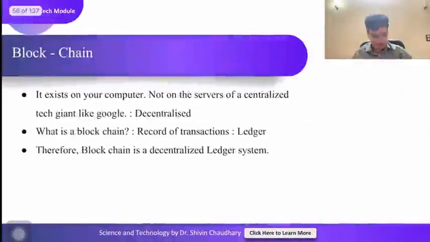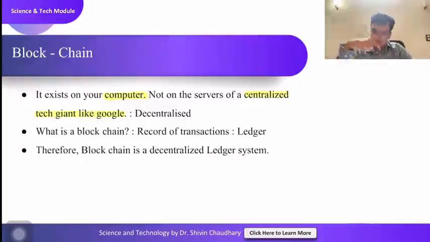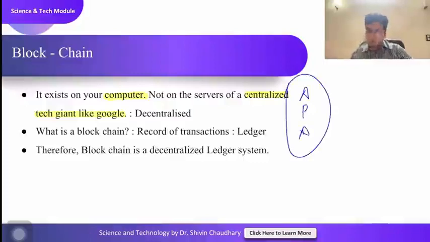ओके, ऑलराइट. This blockchain, where does it exist? ये ट्रांजैक्शन, ये लेजर जो है जहां ये बातें लिखी हैं, ये कहां एग्जिस्ट करती है? This exists on your computer, not on the servers of a centralized tech giant like Google. ठीक है, गूगल पे नहीं एग्जिस्ट कर रहा है, not keeping it on Google Drive. ये आपके कंप्यूटर पे भी है, मेरे कंप्यूटर पे भी है. Everybody, like this there were 3 people here, आशिमा, प्रांजल एंड अक्षय. तो इन तीनों के कंप्यूटर्स पे ये पूरी चेन है, right?